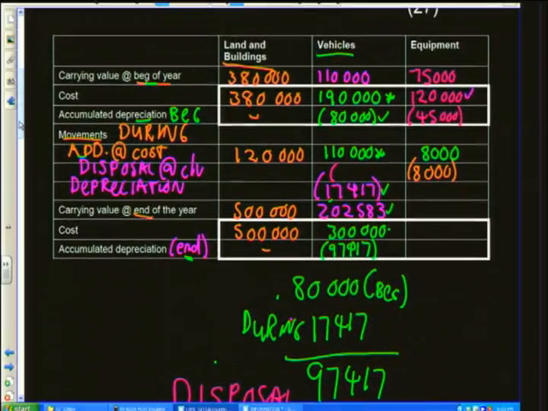Right, so total depreciation, make sure it's on the correct line: 22,800. And we're now ready to work out our carrying value of equipment at the end of the year.